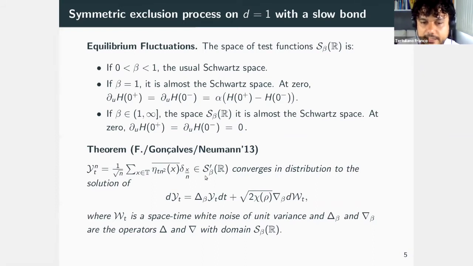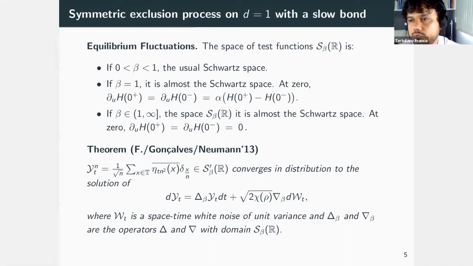So we look at this as an element of the topological dual of S_beta, like in the space of distributions, but the dual of this space. It's a Fréchet space, so it has a dual. It converges in distribution to the solution of this PDE. It means it's a generalized Ornstein-Uhlenbeck process, where W_t is space-time noise of unit variance, and Delta_beta and nabla_beta are the operators Laplacian and nabla, but in this domain.